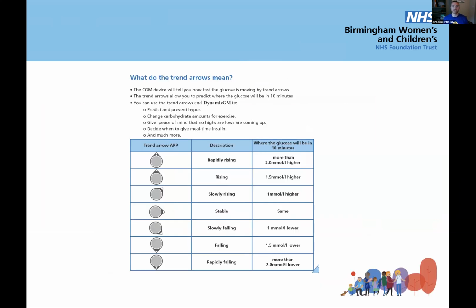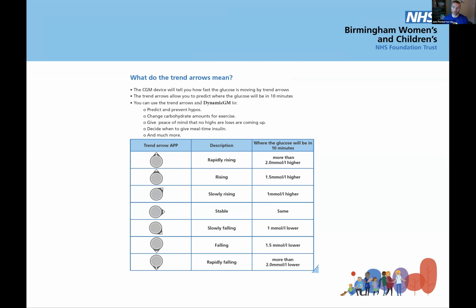Okay, first of all, you need to know what the trend arrows mean in real terms. So obviously you've got all these trend arrows. These are the Dexcom ones, but they translate pretty much the same if it's a Libre or a Medtronic that you're on. It's really important to think about what's going to happen, not in the next half an hour, but in the next 10 minutes. Where's this glucose level going to be from now with this arrow in the next 10 minutes?